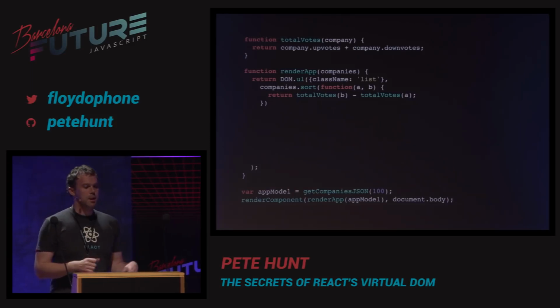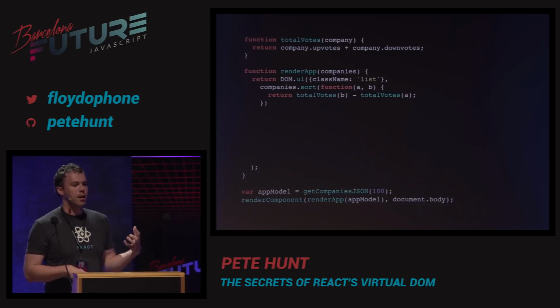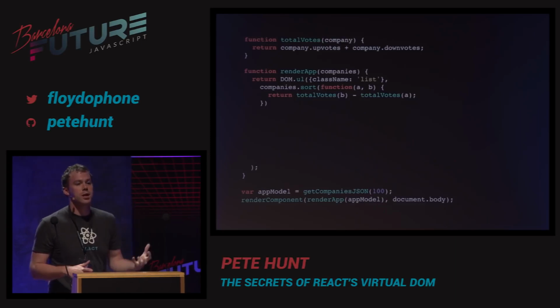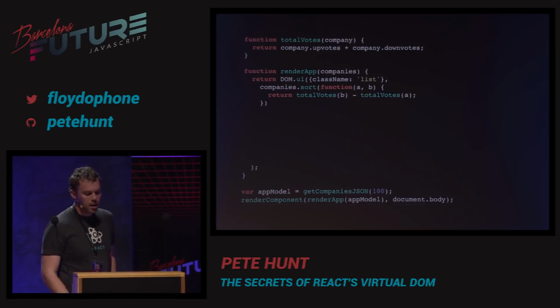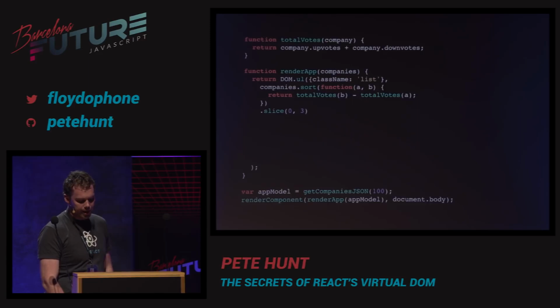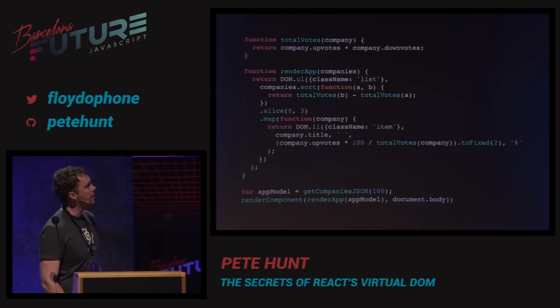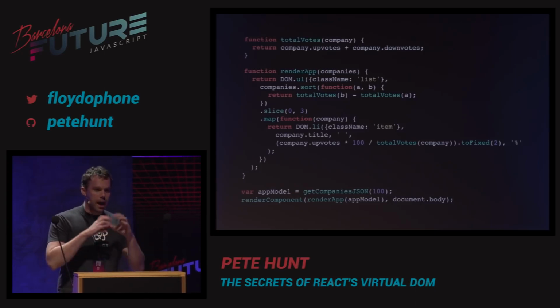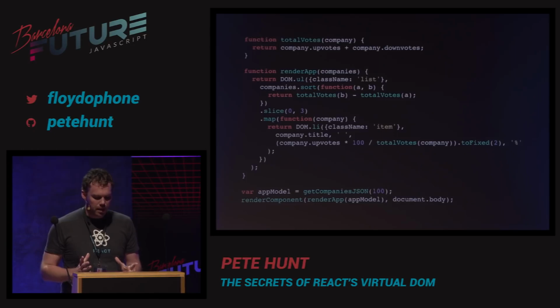So in this example, I'm going to spare you the document.createElement boilerplate and simply call methods named for each HTML element on this DOM object. So we'll create a DOM node, and we'll sort the companies by the total number of votes. We'll take the top 3, and then for each company, we'll render a list item with the title, and we'll embed a JavaScript expression in there that calculates the percentage. And the system will know how to keep that up to date magically, because this is a magical reactive JavaScript.